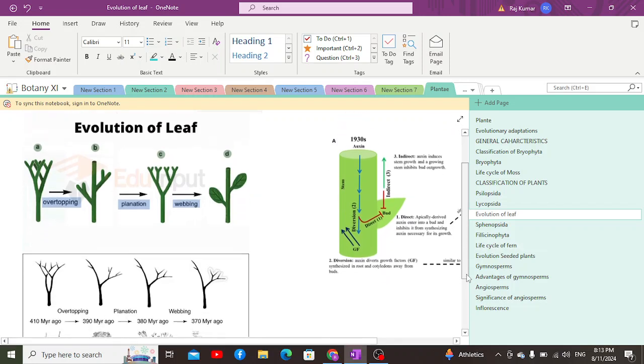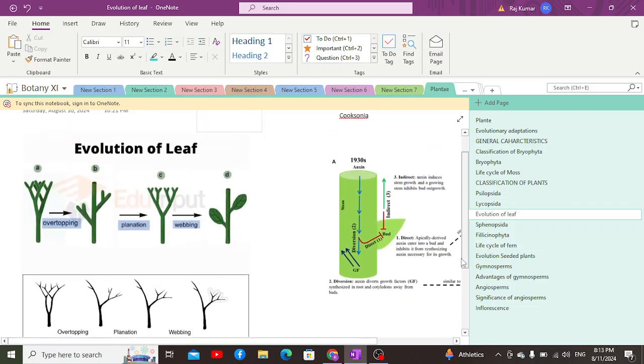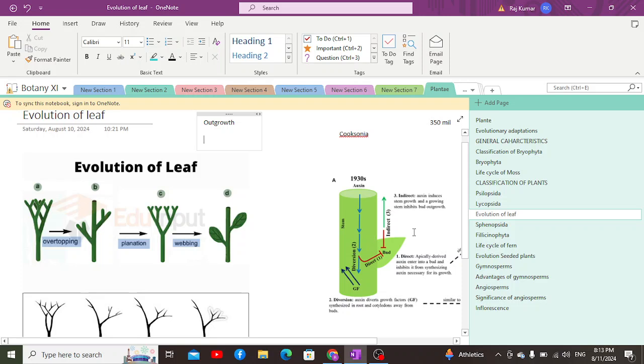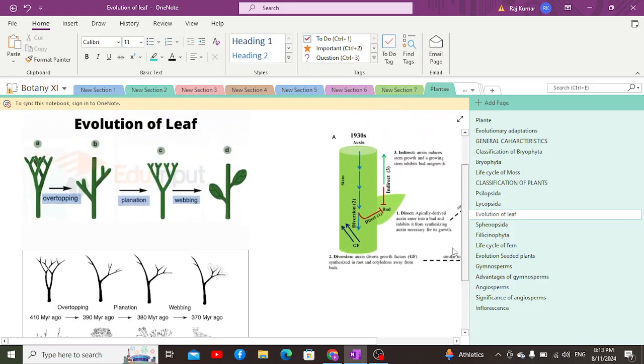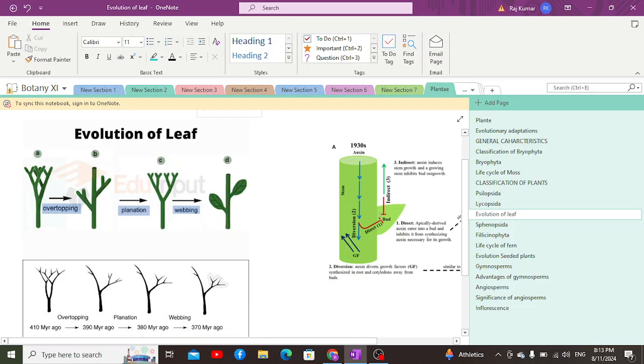When it comes to the outgrowth hypothesis, it tells us that the first leaves arose due to a lateral outgrowth of the stem. These lateral outgrowths of the stem, since they were on the lateral side, did not have the vascular bundles which were going upright in the stem. So, in order to get nutrition, water and minerals, they needed vascular bundles.